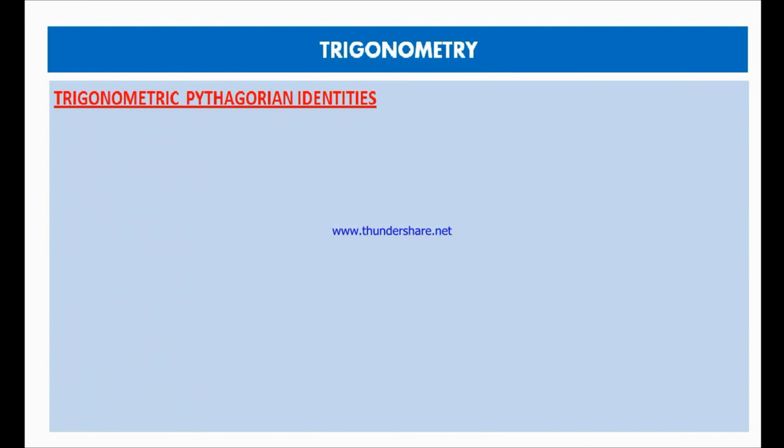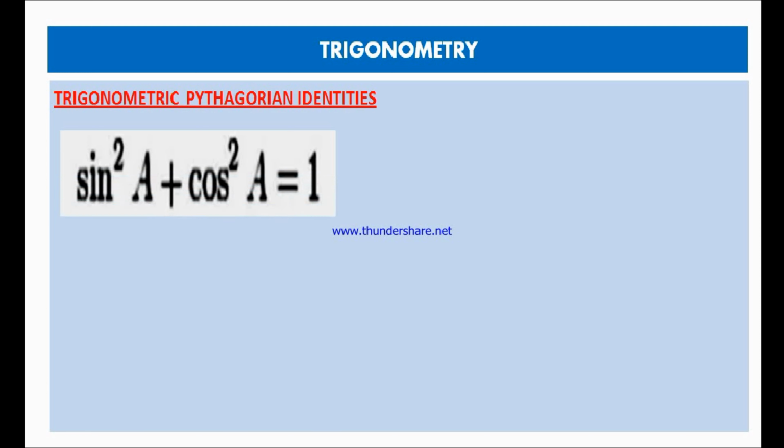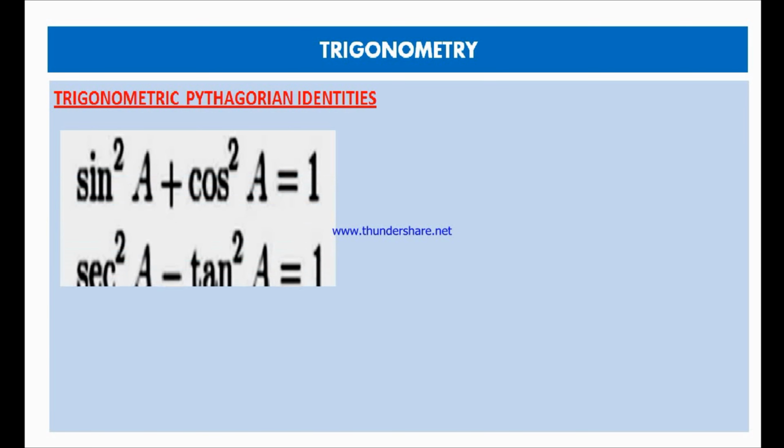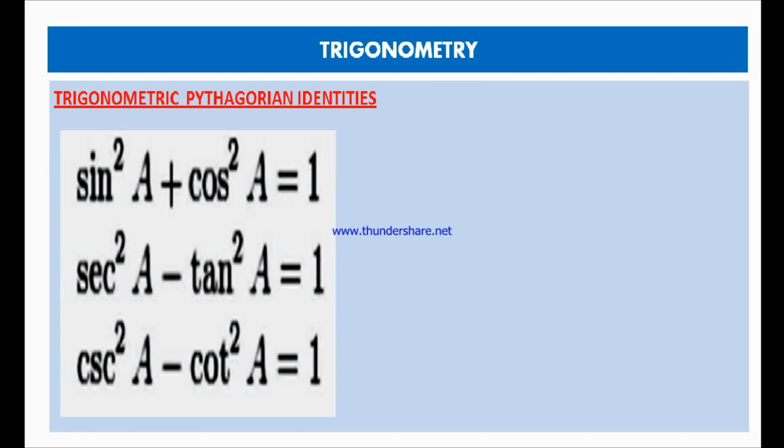The next is Pythagorean identities, trigonometric Pythagorean identities. There are three identities. You can use them in most of the problems. The first is sin square A plus cos square A is equal to 1. The second is secant square A minus tan square A is equal to 1. And the third identity is cosecant square A minus cot square A is equal to 1. These three are called trigonometric Pythagorean identities.